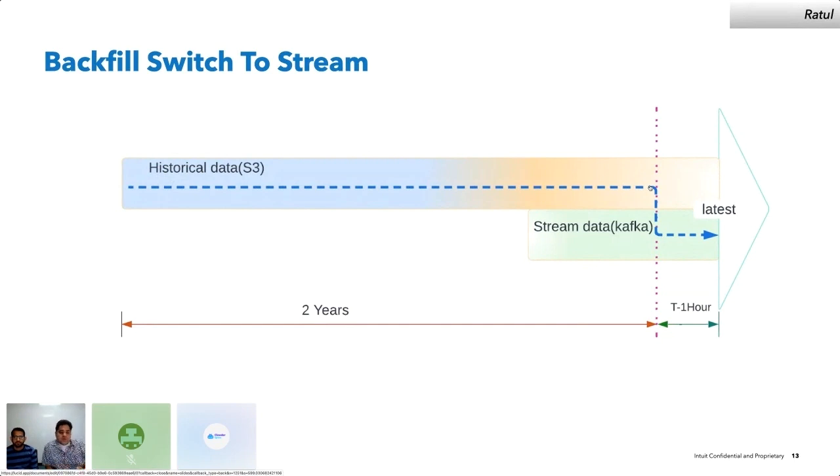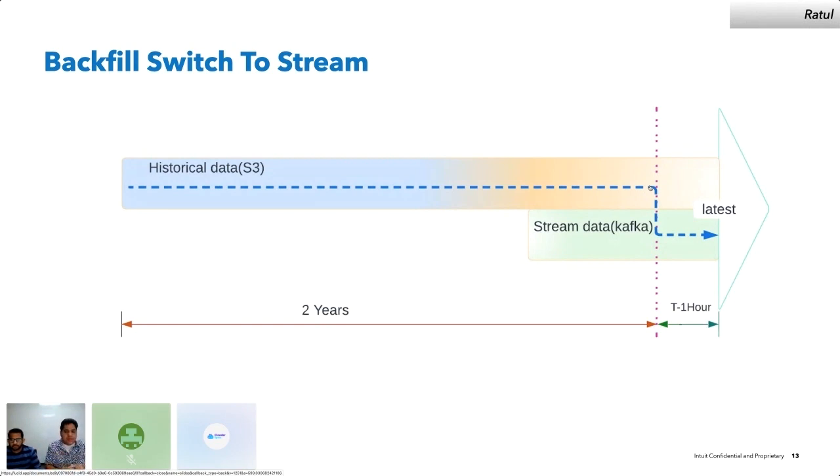Now, switching to stream, why is that important? Because the backfill capability knows exactly from which offset it should read the data. And why is that relevant? That is to make sure the backfill capability is not doing duplicate processing, okay? Or is not missing any data. Like backfill should not process the same data which is already processed in the historical source, right?